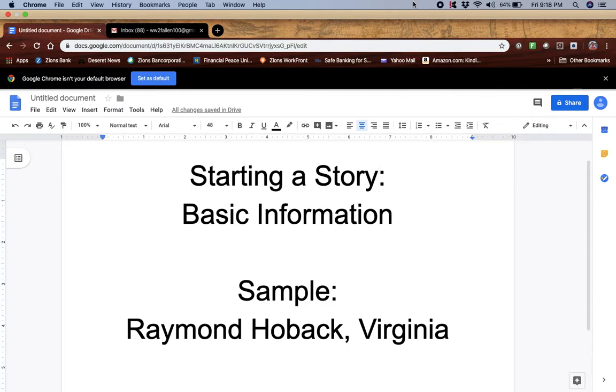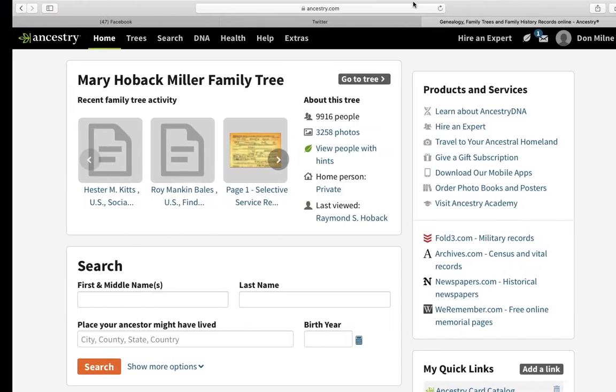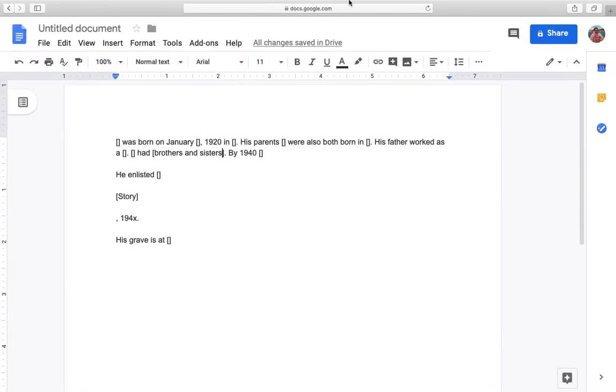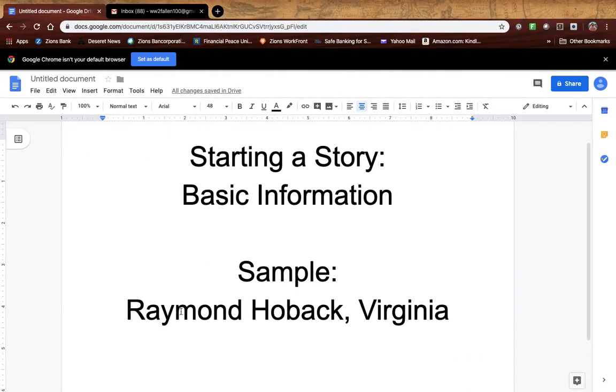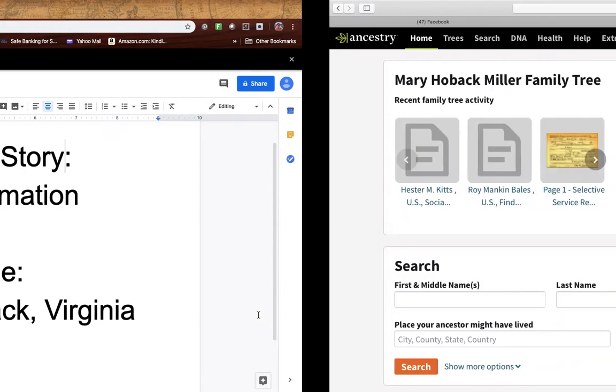I'm going to share how you can start a story and get you through the point where you're able to put the basic information into the story. So it's nice to start with just a basic outline that kind of prompts you for the information you need. For this particular story, we're going to try to research Raymond Hoback from Virginia.